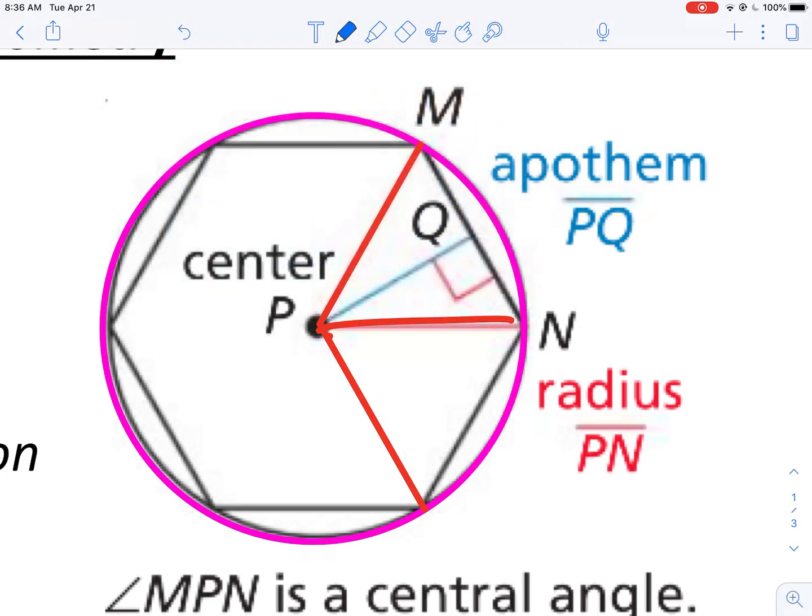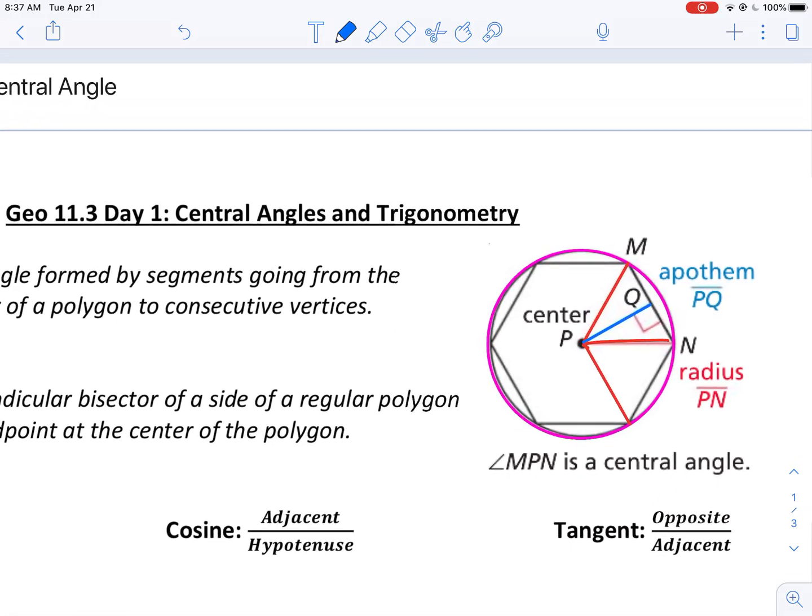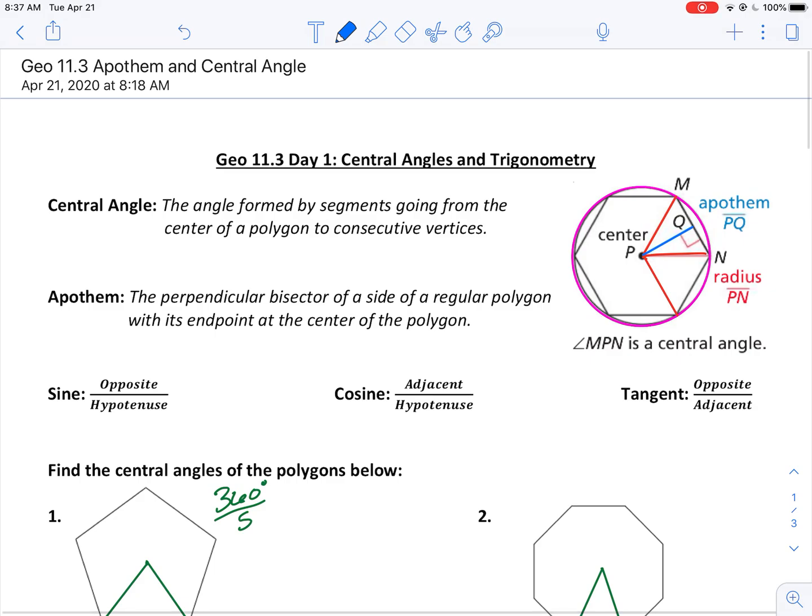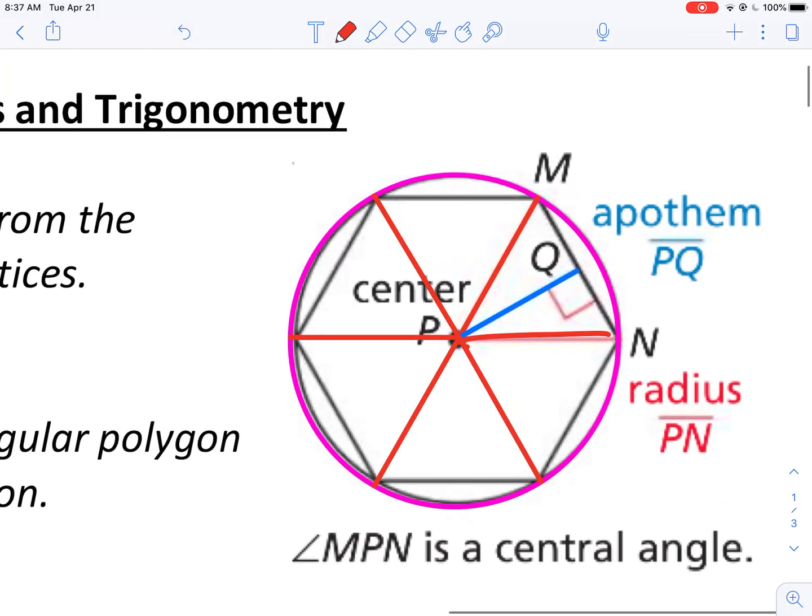And a central angle here, that's this angle formed by two segments that go to consecutive vertices. So this right here is our central angle. And we'll also be looking at the apothem length. This apothem is just the segment that's perpendicular to the side. It's a perpendicular bisector, and it comes from the center of the polygon.